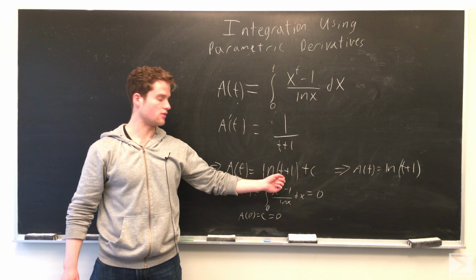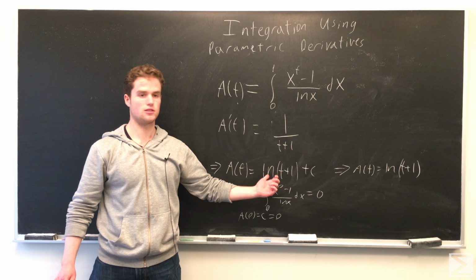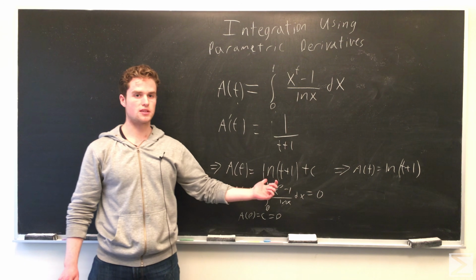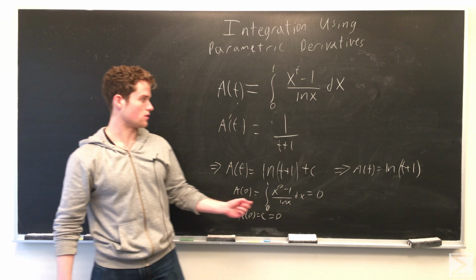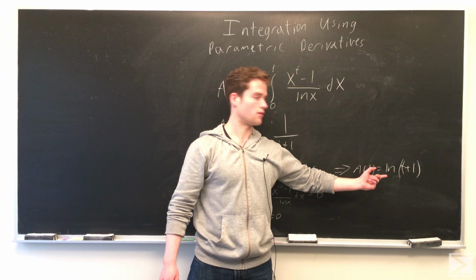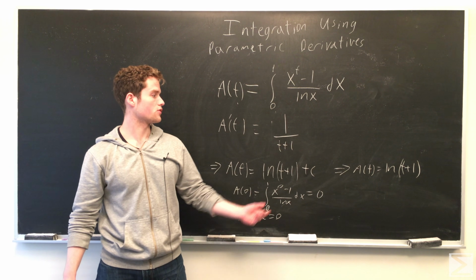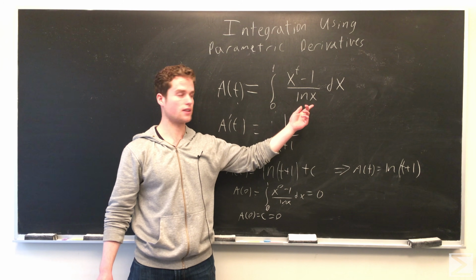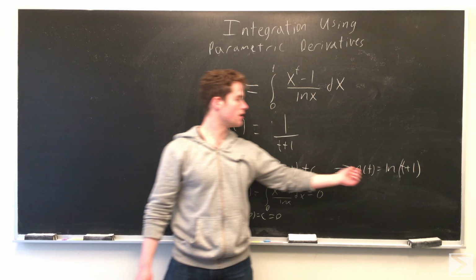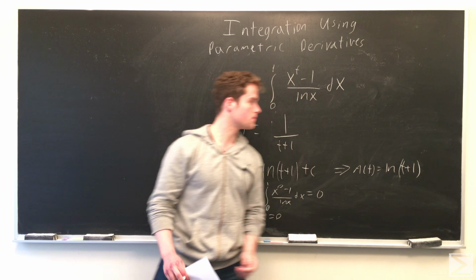I'm plugging in t equals 0 here. Natural log of 1 is 0. So a of 0 equals c, which equals 0. So our constant is just 0. And so we end up with our result: a of t equals natural log of t plus 1. So for example, if t was 2, we want to integrate x squared minus 1 over natural log of x dx from 0 to 1. Our answer would be natural log of 3.